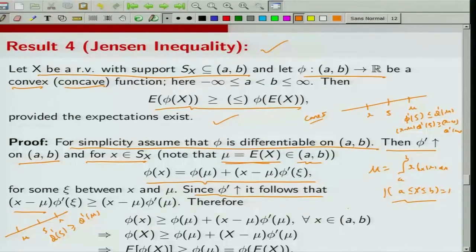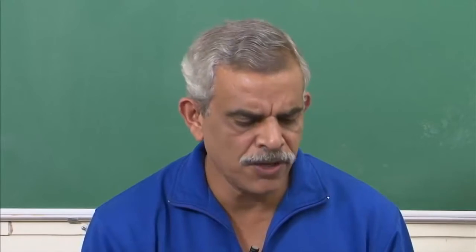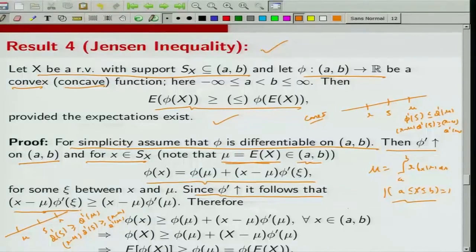But in this case, x minus mu is positive, so if I multiply both sides by x minus mu, the inequality doesn't change. So (x minus mu) phi prime xi is greater than or equal to (x minus mu) phi prime mu. So whatever may be the position of x and mu, whether x is less than mu or x is greater than mu, (x minus mu) phi prime xi is always greater than or equal to (x minus mu) phi prime mu. And that is what I put over here. So this says phi x is greater than or equal to phi mu plus (x minus mu) phi prime mu for all x belonging to AB.